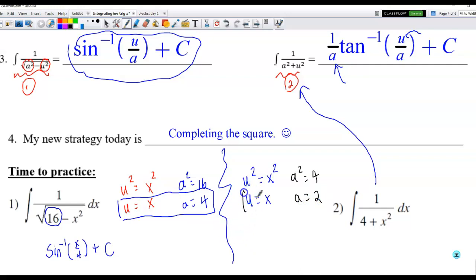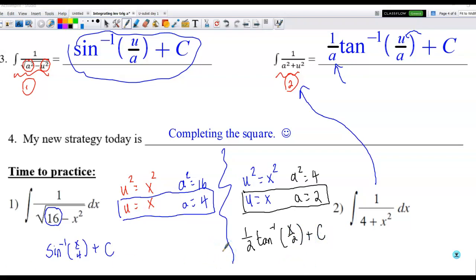So once you know these, oh, by the way, I'll say that in a second. So the values that we need are here. So we follow the format. We have 1 over a, inverse tangent of u over a, which is x over 2 in this case, plus c.